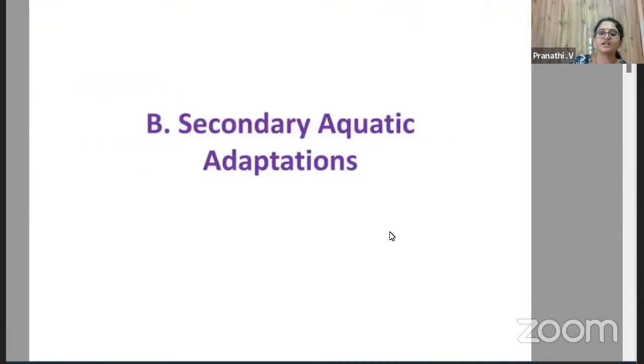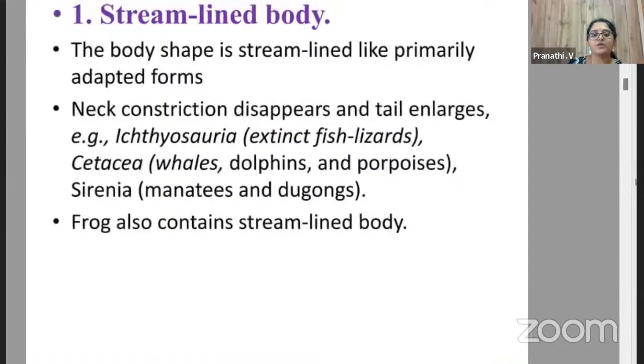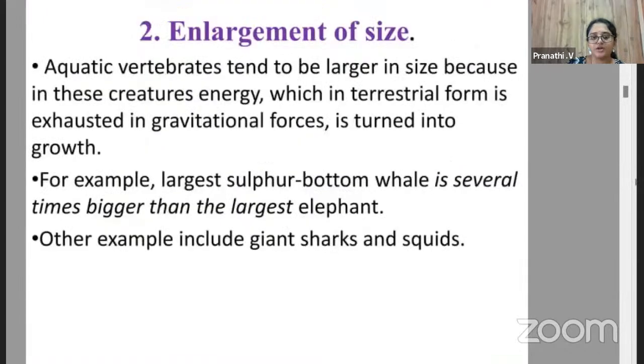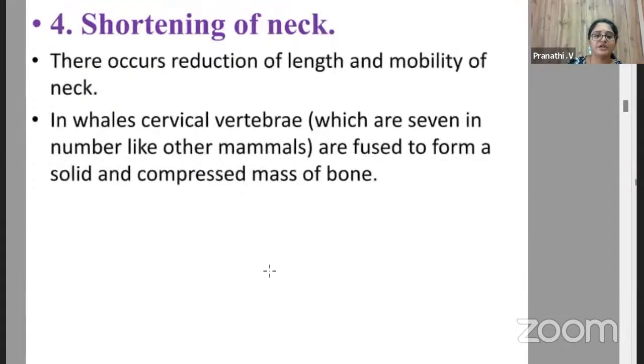and then you have the secondary aquatic adaptations as well, which include the streamlined body, as you can already see. And then you have the enlargement of size in the case of whale, and you have adipose tissue that is present, and all the aquatic animals are present inside the water, so they are submerged. So in that scenario, you have huge or massive lungs, nostrils, and other kinds of adaptations.